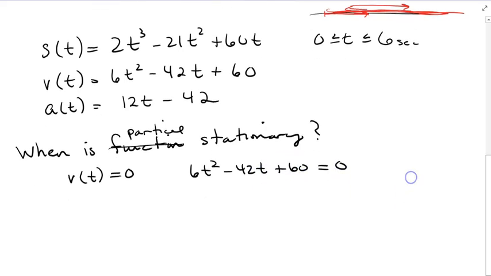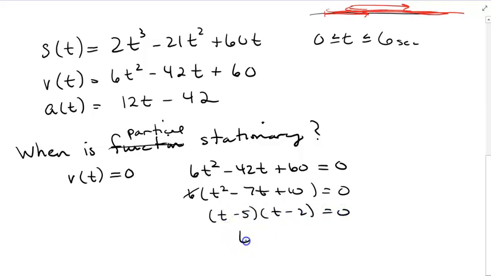All right. You have to solve this. This happens to be a quadratic now. You've got to solve it. So let's factor out our 6. You can cancel it away. t squared minus 7t plus 10, I can then factor further into t minus 5 times t minus 2. And we found it equals 0 at 2 seconds and 5 seconds.